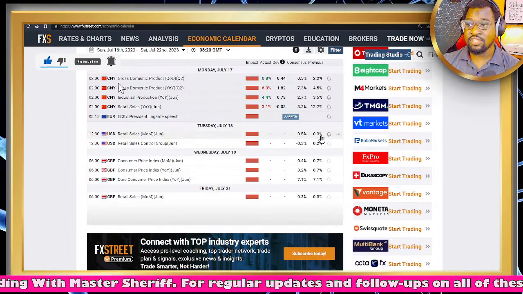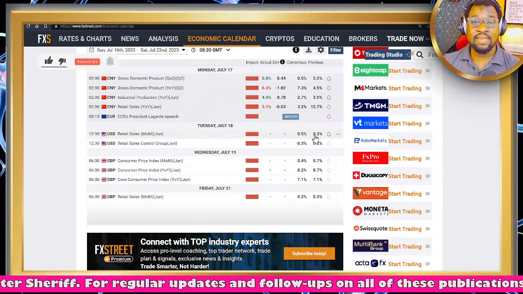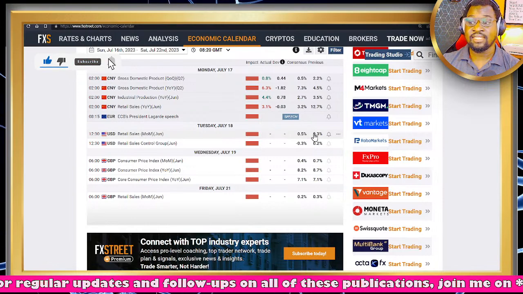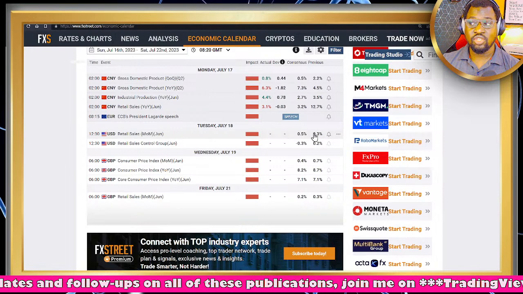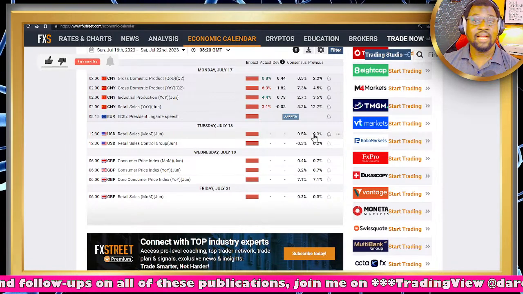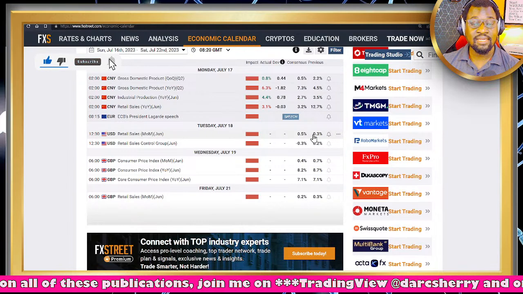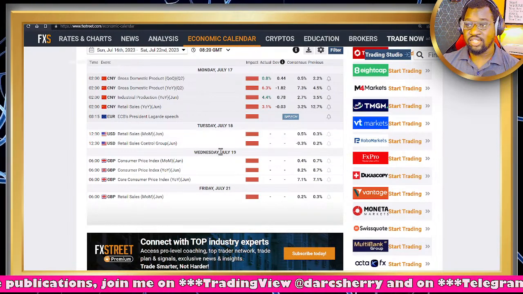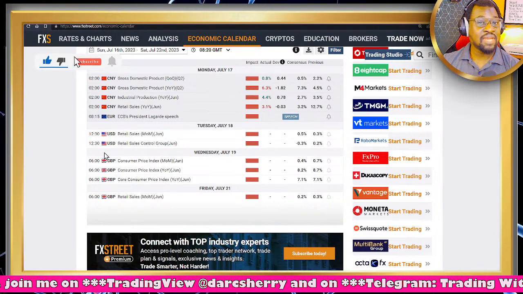From the previous data we had for the month of May, it came in at 0.3%, and we have a general consensus projecting 0.5% for last month. So we are going to be looking forward to what the actual data is going to be like. Will it be just as expected, below expectation, or even beyond expectation? This data is coming in about 3 hours from now.